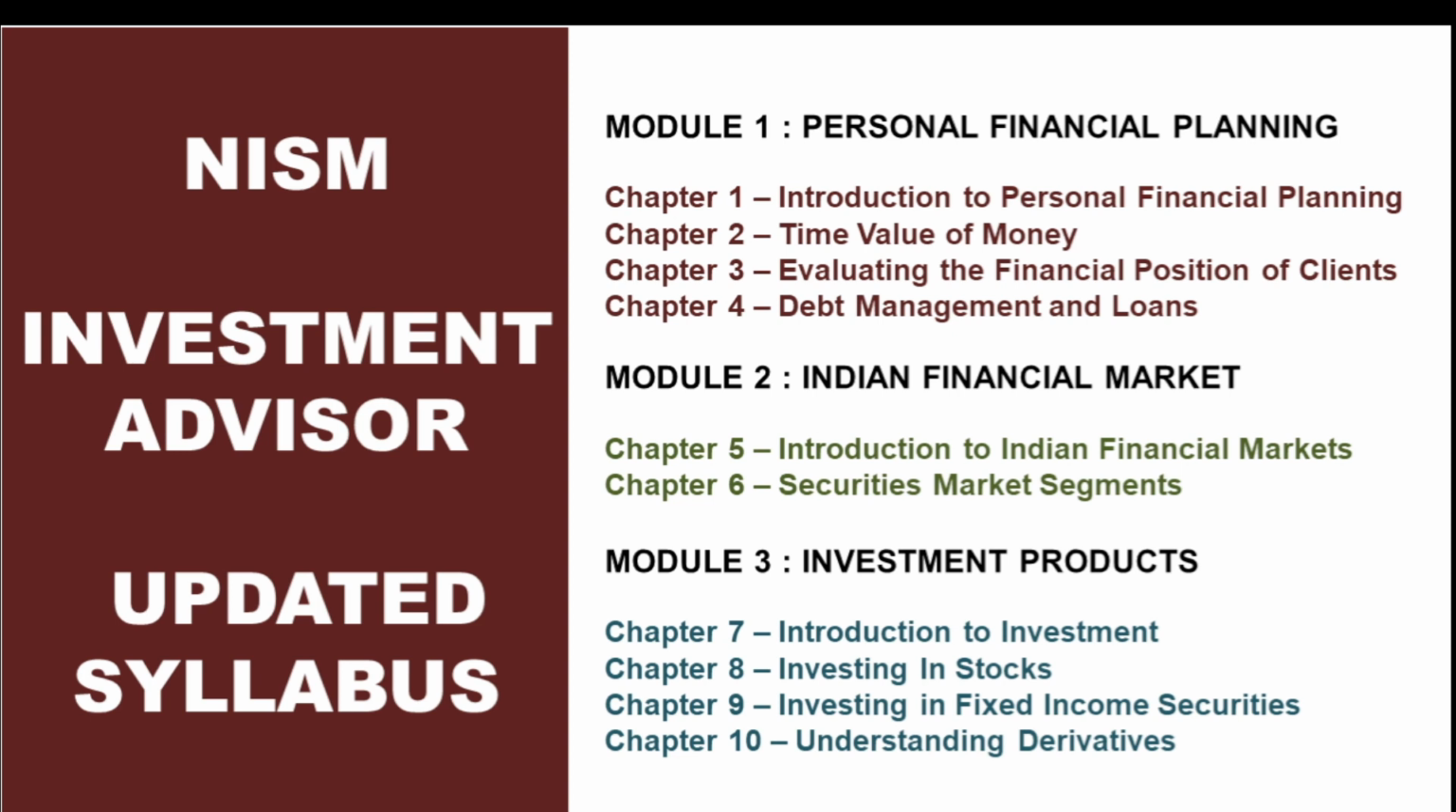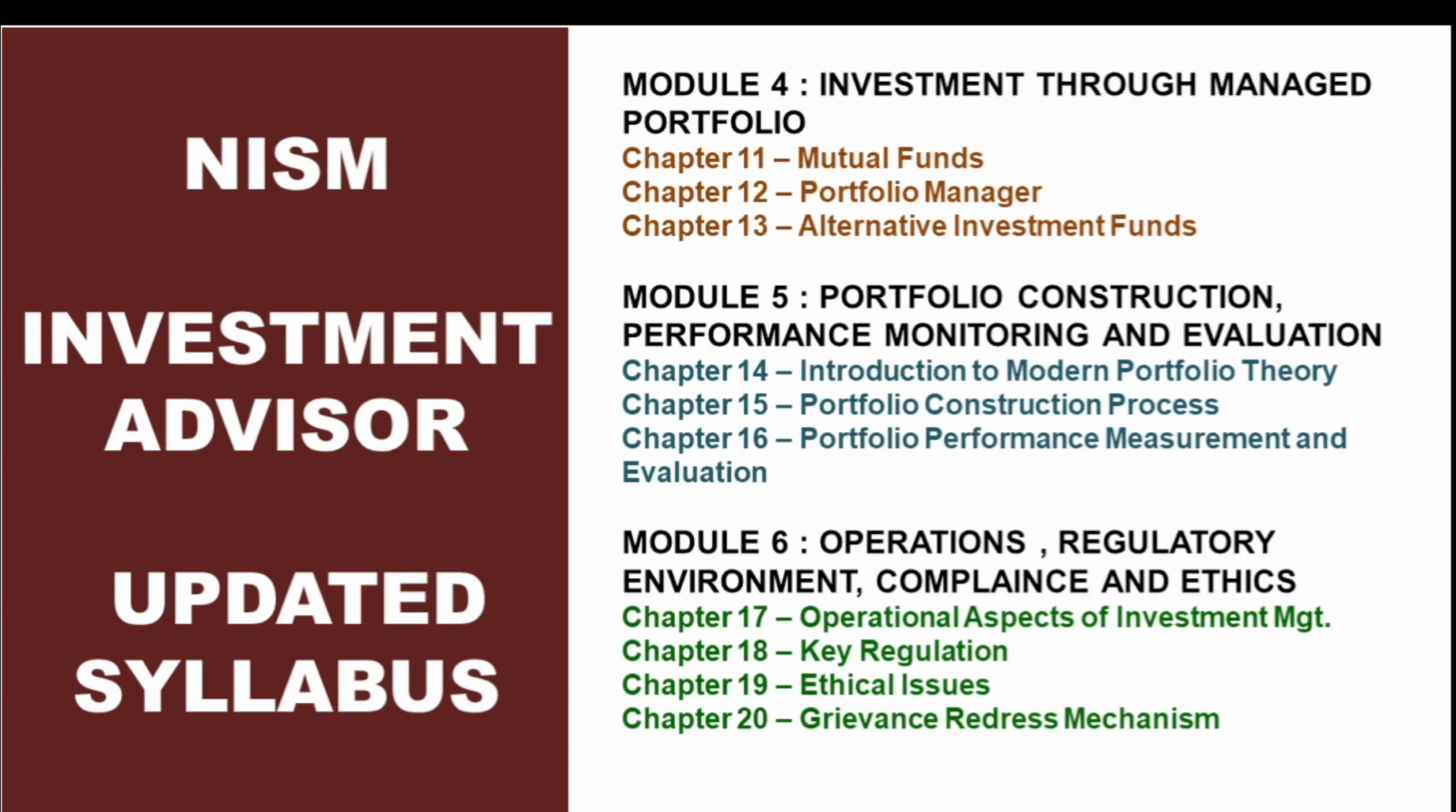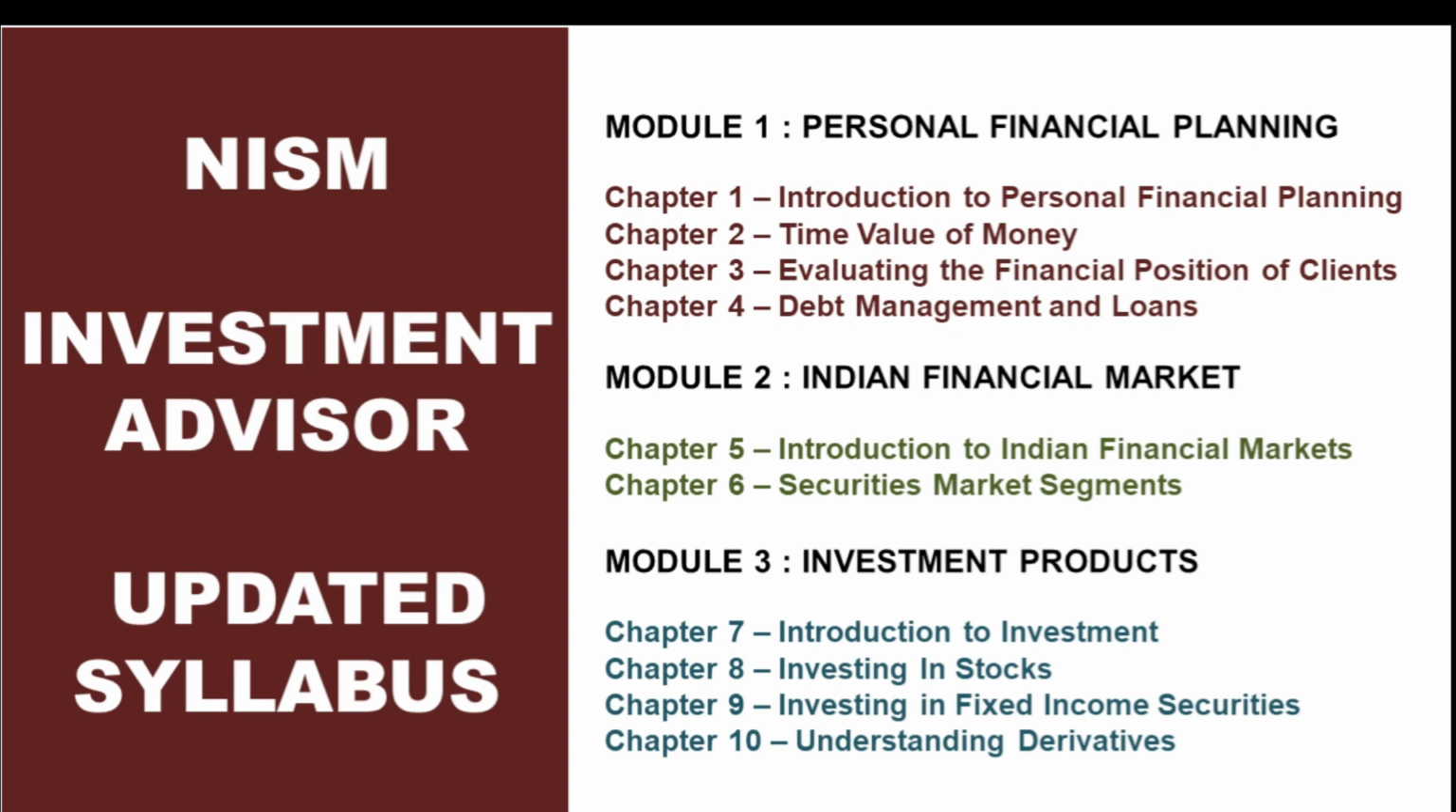Your syllabus has now been divided into a total of 6 modules and 20 chapters. Previously it was 12 chapters only. Now it is 20 chapters divided into 6 modules. Your first module is about personal financial planning, which includes 4 chapters: Introduction to Personal Financial Planning, Time Value of Money, Evaluating Financial Position of Clients, and Debt Management and Loans.